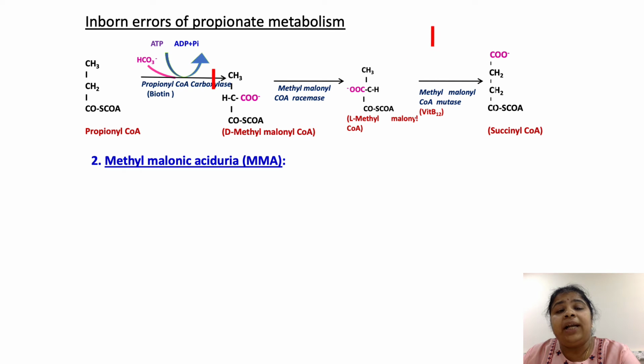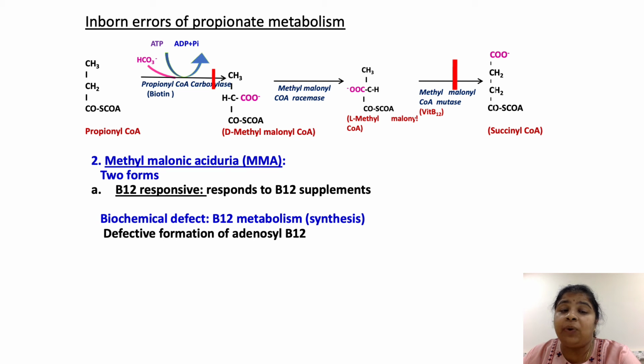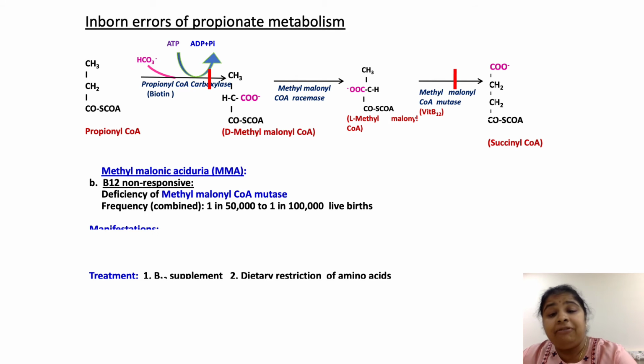Then, moving on, next is methylmalonic aciduria. There can be two reasons for this. One is B12 responsive, that is, a simple deficiency of vitamin B12 can lead to methylmalonic aciduria. If this is the case, on supplementing vitamin B12, symptoms should improve. If that is not happening, then it has to be the enzyme defect itself.